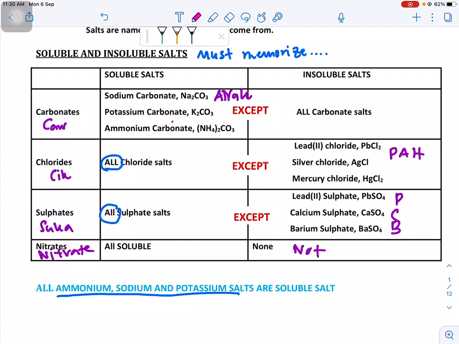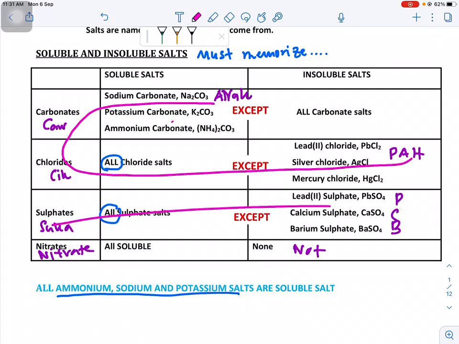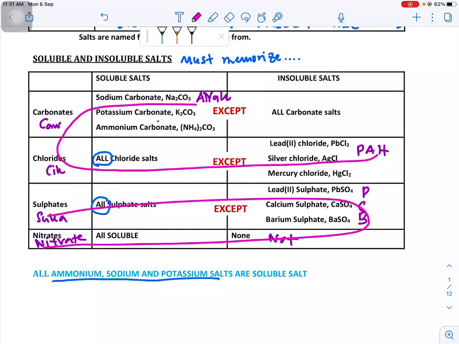So I will connect them like I'm drawing a test tube. This is one test tube. This is my second test tube. So that I know where is the position. So anak, kau, cik pah suka PCB, not nitrate. This is my suggestion, so you can have your own.